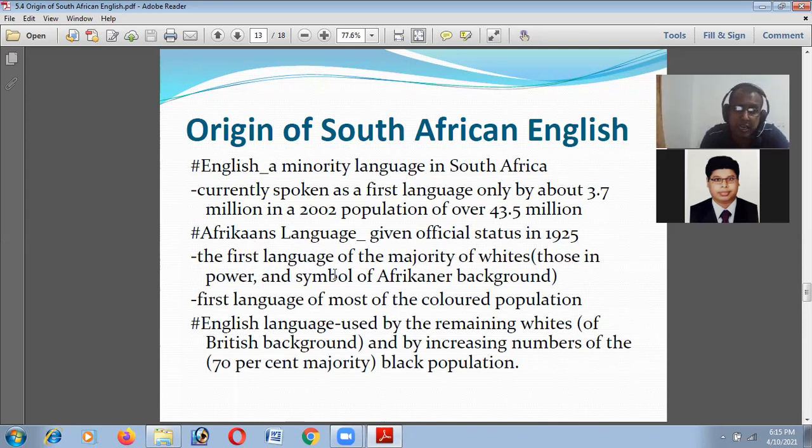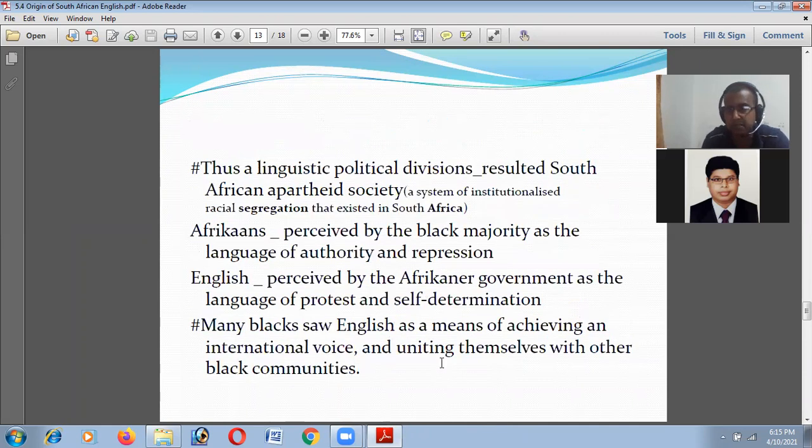It is the first language of the majority of the whites, those in power, and a symbol of Afrikaner background. It is also the first language of most of the colored population. The English language is used by the remaining whites of British background and by increasing numbers of the 7% majority black population. So this is the variation of South African English. Thus a linguistic and political division resulted in South African apartheid society.